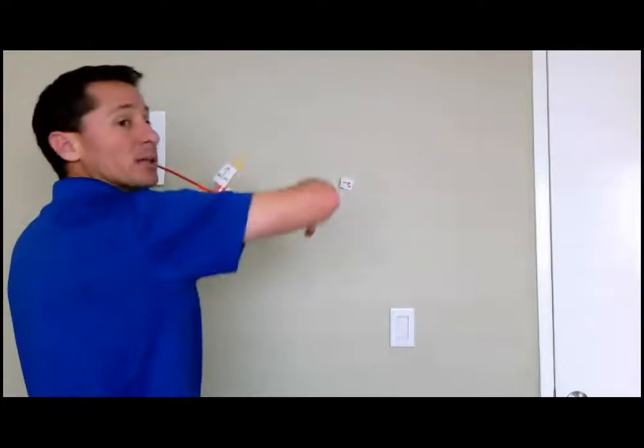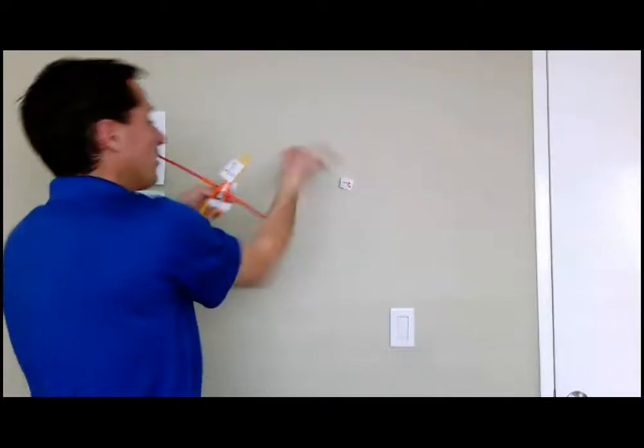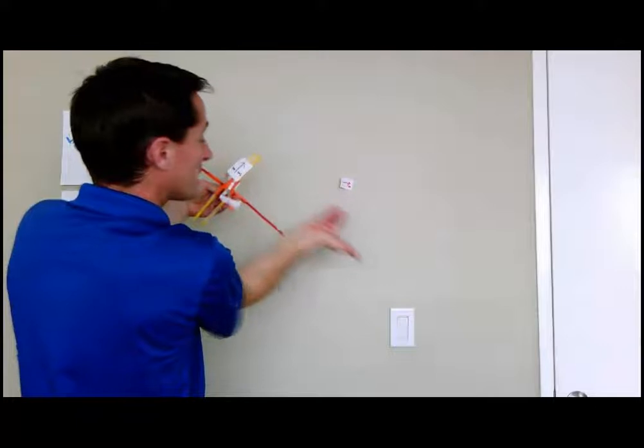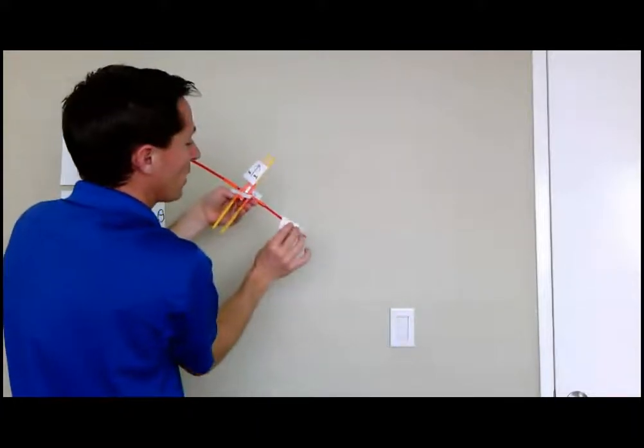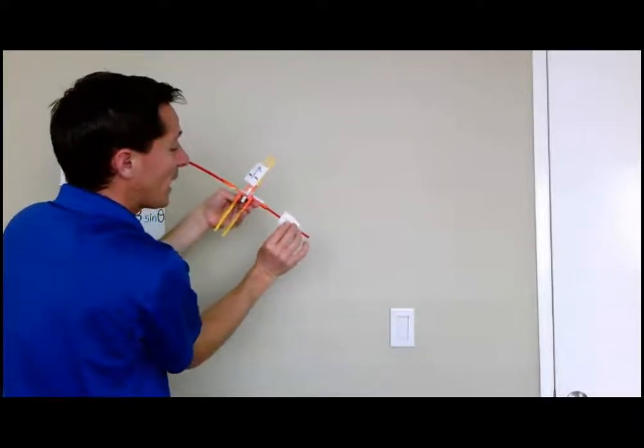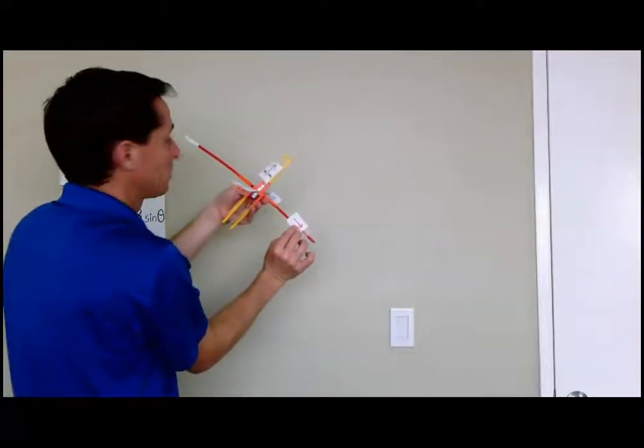We stick our hand this way, our fingers point this way, our thumb points down and to the right with our right hand. So the force on a positive charge will be down and to the right.